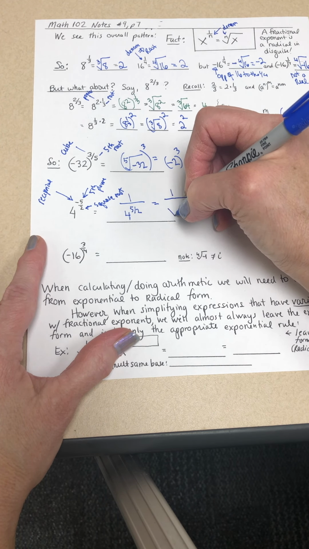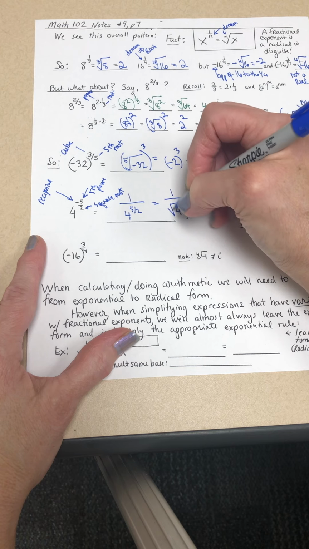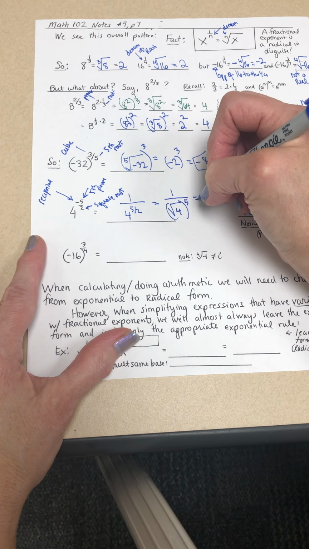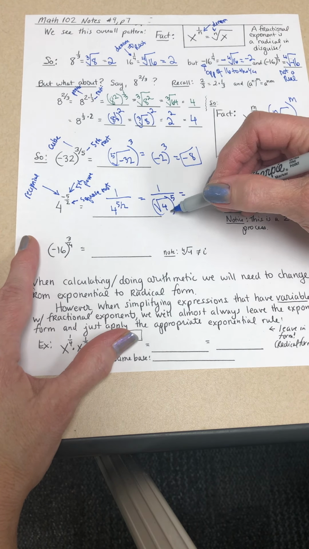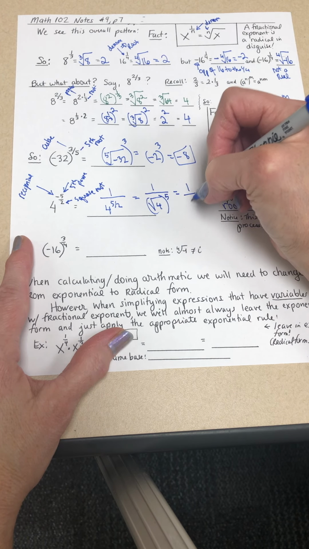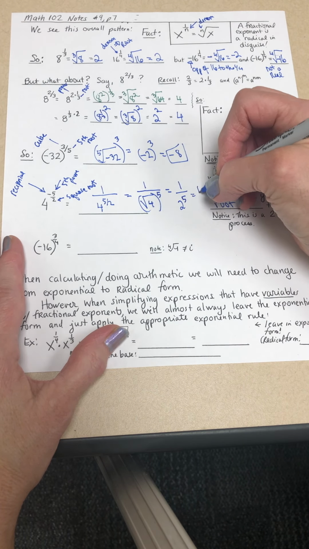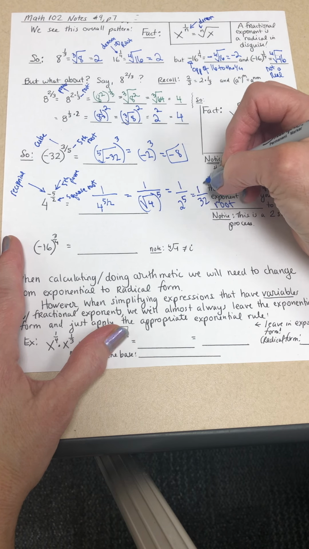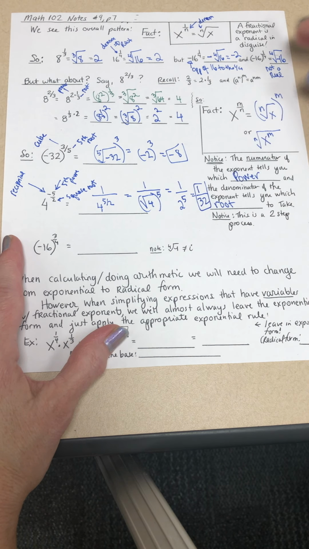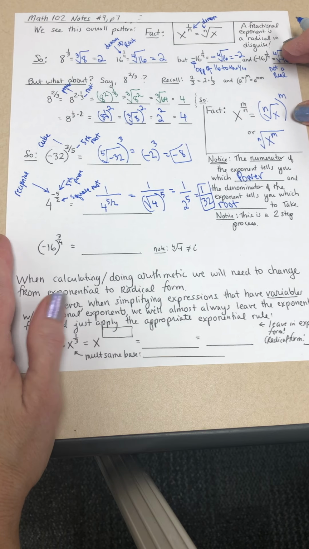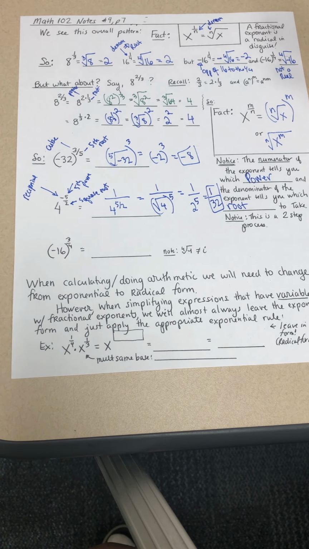So I'm going to take the square root of 4 first and then raise to the 5th power. Square root of 4 is 2. And now the last thing I'm going to do is the 5th power: 2 to the 5th is 32. So this is 1 over 32. None of the steps are hard, but it's 3 steps. Okay.